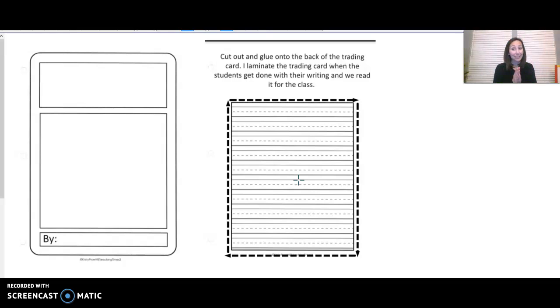But that is your end of module trading card. And I can't wait to see what animal you choose, what feature you choose, and what your paragraph looks like.